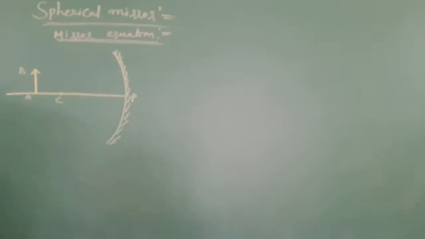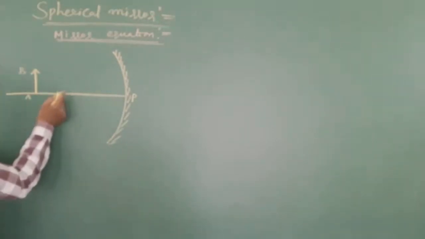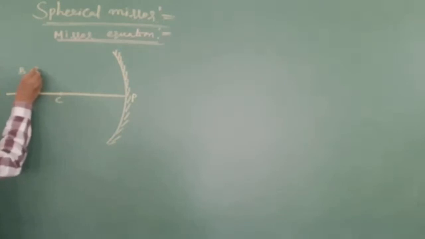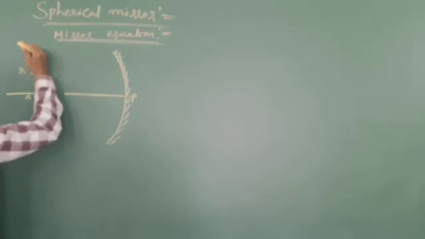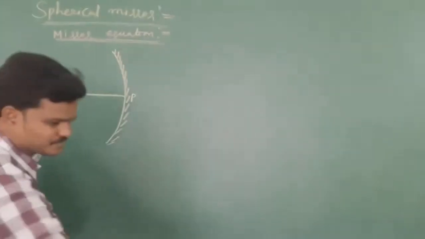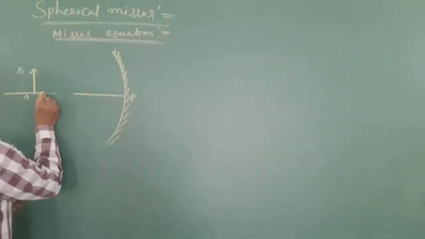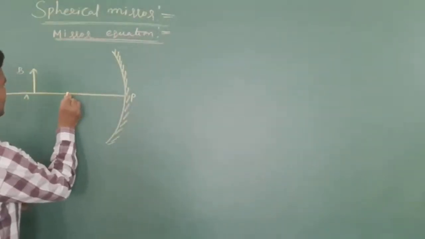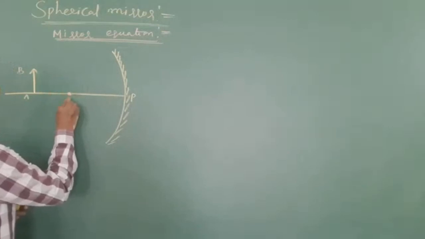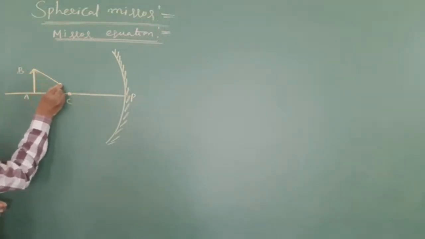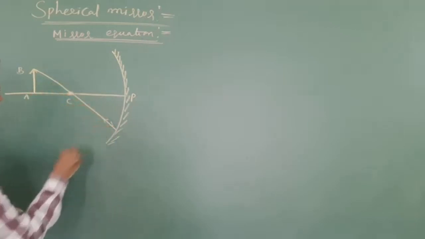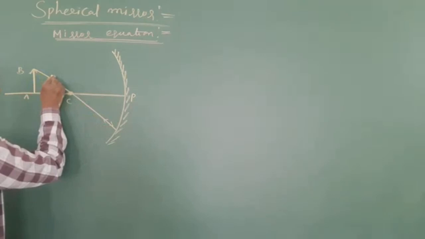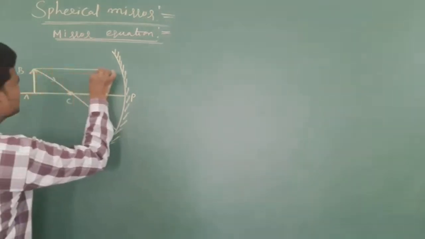A, B. Okay. So one of the light rays passes through the center, clear. Let me take this one as C. One of the light rays strikes the center and is reflected back.